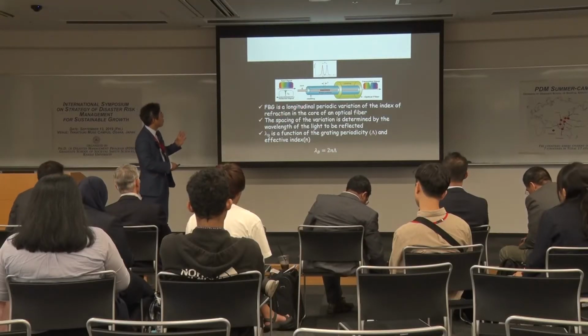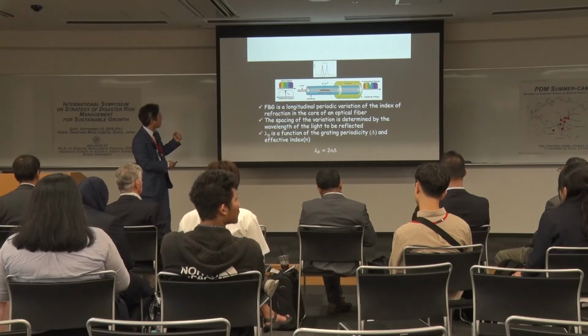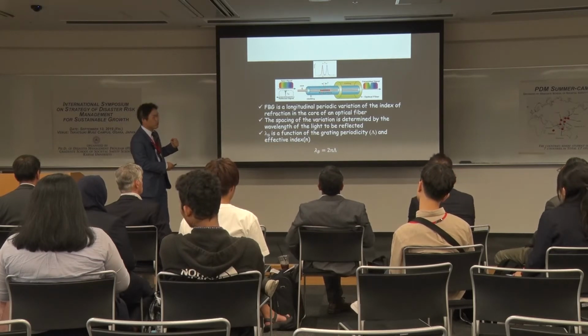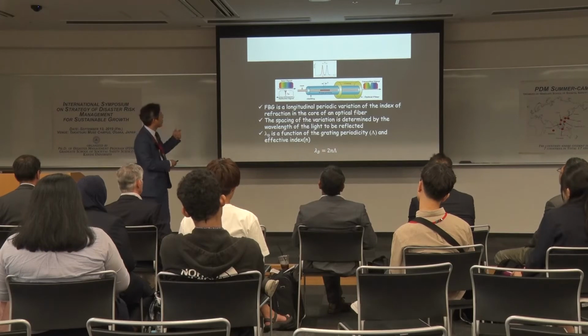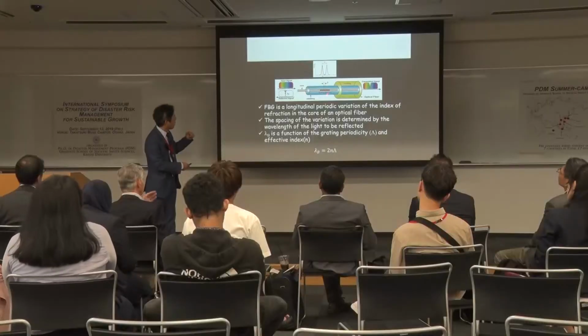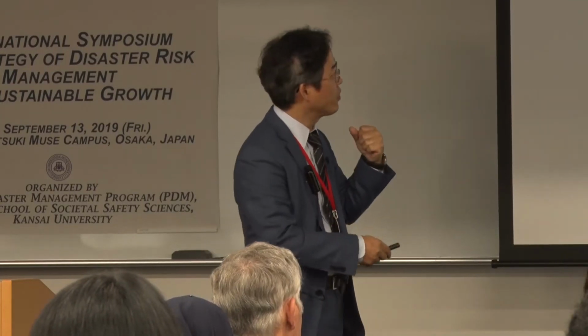You see here, an FBG is a longitudinal periodic variation of the index of refraction in the core. The fiber optic is composed of the core and cladding, covered with the cover and the coating. Then we make a Bragg grating like this with UV light. If we enter signals into the core, the spacing of the variation is determined by the wavelengths of the light to be reflected. So it means that if we input a signal into the core, the specific reflected signal comes out, and the others will be transmitted.